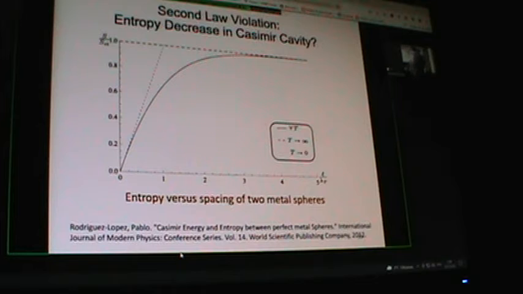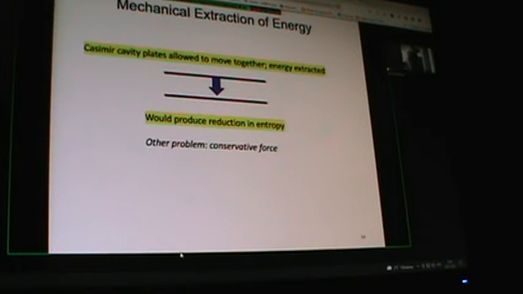So what does that mean? Well, if we wanted to change the spacing in the Casimir cavity and get energy out, we may be having some trouble with the second law. A lot of the earlier concepts for harvesting zero-point energy involved allowing the two cavity plates to move together, extracting energy from that. There's a famous paper by Forward on this. And that would produce, in fact, a reduction in entropy.